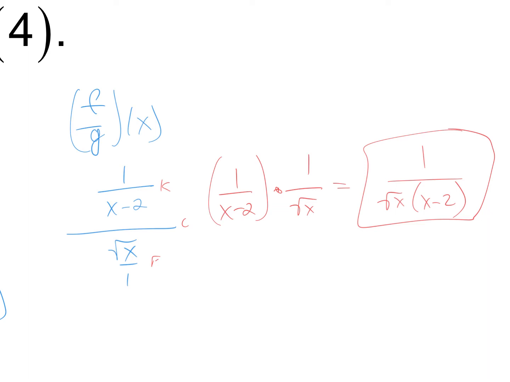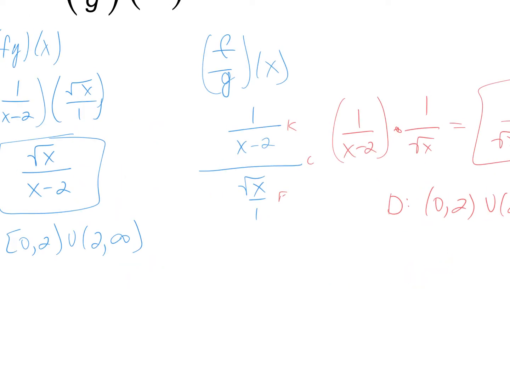Yes. Does my domain change slightly? How? Why is it a parenthesis now? 0 to 2, and then 2 to infinity. How come it's not included like it was over here?